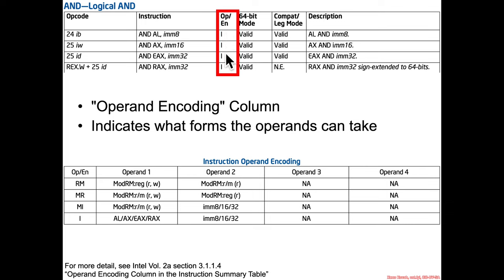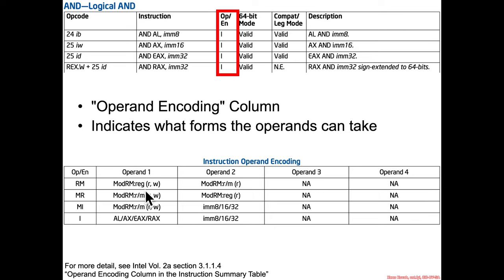So here, because it's dealing with immediates, it's an I. And so the I is basically saying that for these operands, it's always going to be AL, AX, EAX, RAX, and it's an immediate 8, 16, or 32 for the second operand. Personally, I don't particularly find this column super useful.